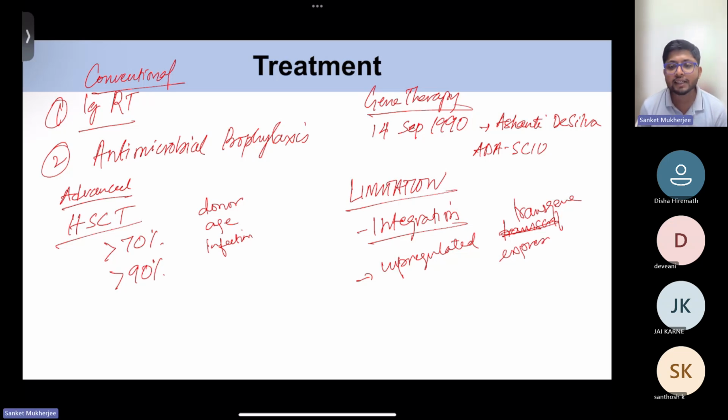For genome editing approaches, as I already said before, we can use zinc fingers, we can use TALENs, and then CRISPR for it. And you can read about it in those lecture slides.